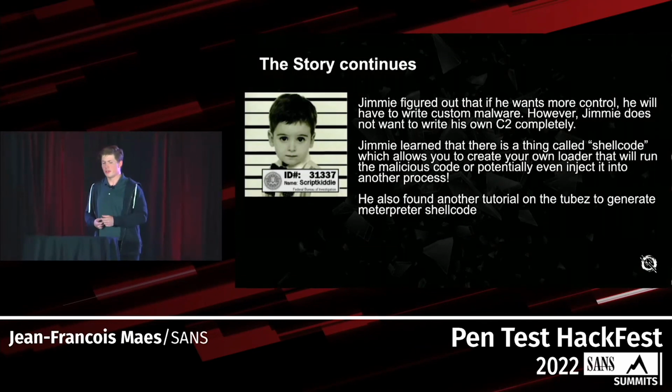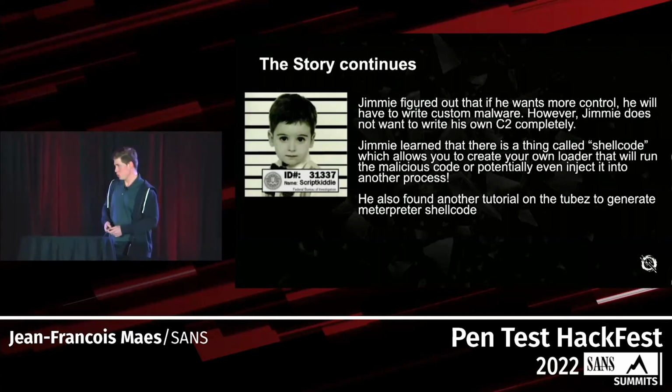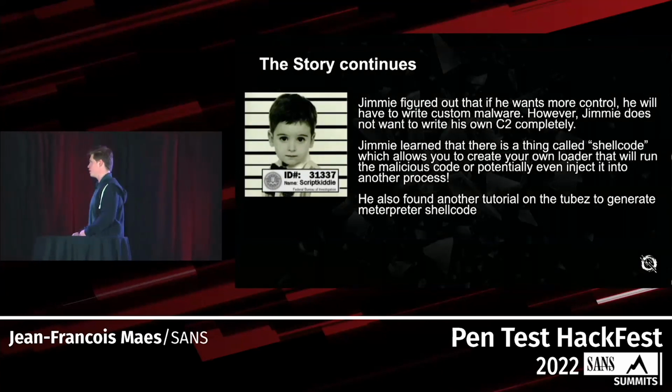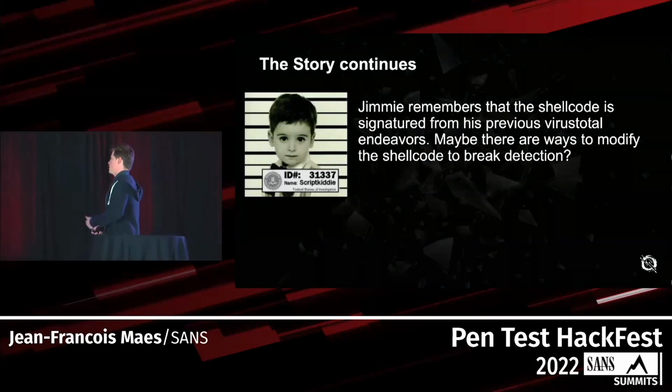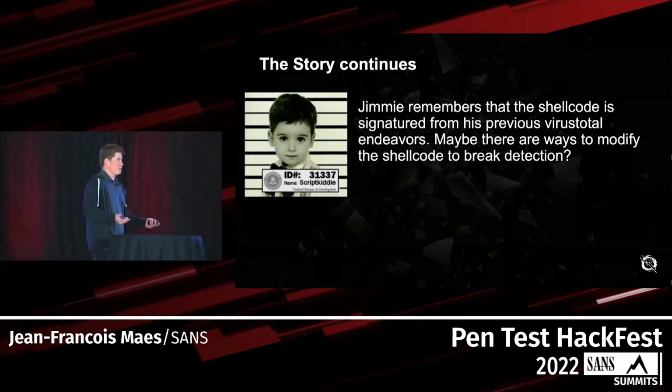Now, Jimmy learned that there is a thing called shellcode, which allows you to create your own loader or wrapper around that shellcode and then execute it within itself or potentially inject it into another process. Once again, he found a tutorial on YouTube on how to generate Meterpreter shellcode, but he knows that this is probably going to get signatures. But are there ways to potentially modify shellcode to evade or break detection?